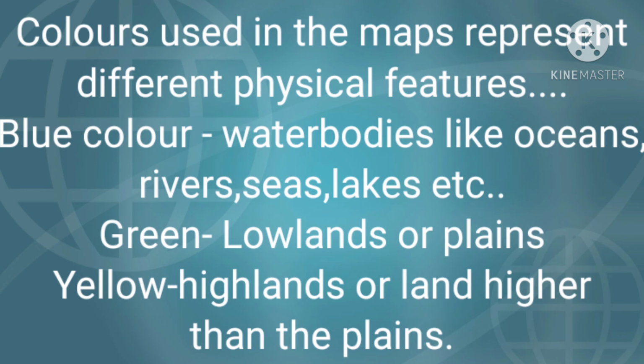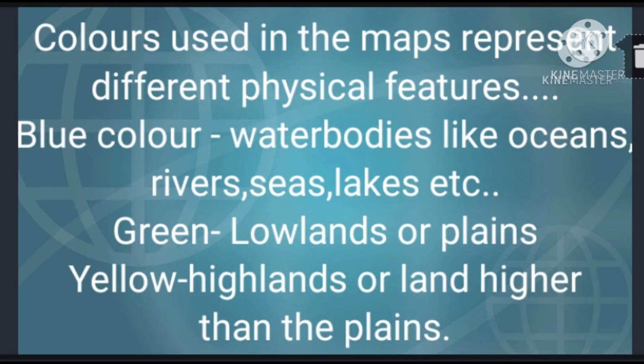Then the colors used in the maps. These colors used in the maps represent different physical features. For example, blue color stands for water bodies like oceans, seas, lakes and rivers. Then the green color is used to show the lowlands or the plains. Yellow color is used to show the highlands or the land higher than the plains.